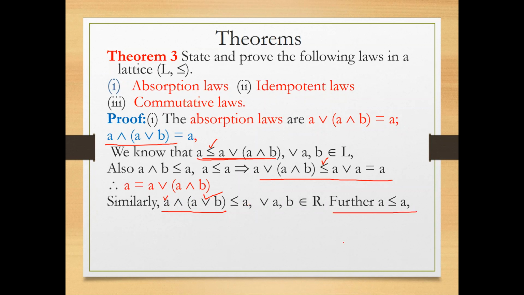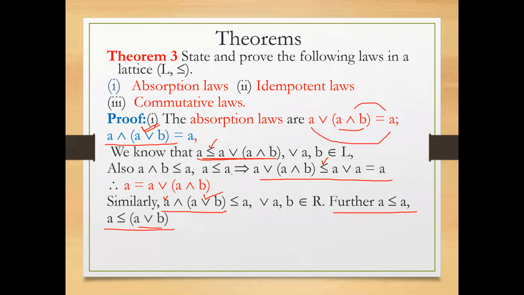And further, A is less than or equal to A again by the reflexive property. Also A is less than or equal to A join B. Now one thing you see here: why are we saying A is less than or equal to A join B? Because we need this thing in our proof, A join B. So we are comparing A join B with A as well as A with A. In the previous part we also did the same thing: A meet B is less than or equal to A, we compared A meet B with A and A with A meet B. Similarly we are doing in this part: we have two terms, A and A join B, so comparing A with A and A join B with A.